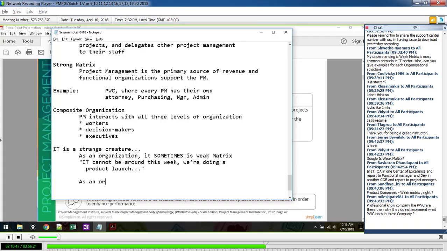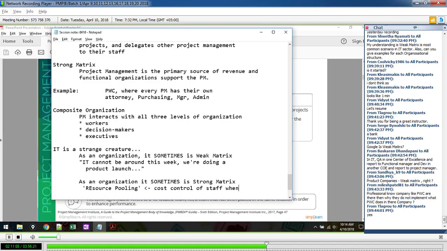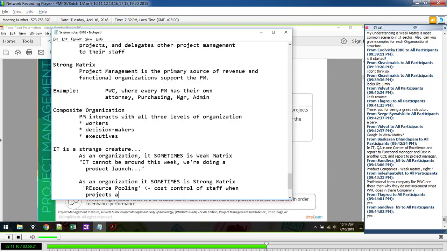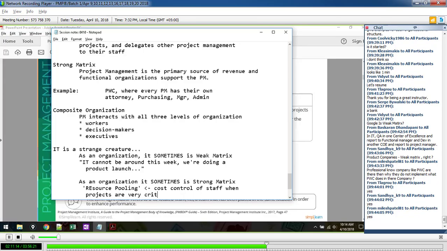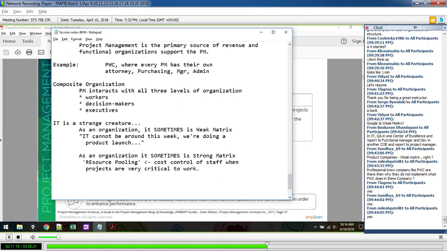As an organization, it sometimes is strong matrix. Now, this happens. Have you ever heard of resource pooling? This is cost control of staff when projects are very critical to work. And this sometimes happens, right? Resource pooling is indicative of strong matrix. When you pool resources, you're saying they're only working on projects.